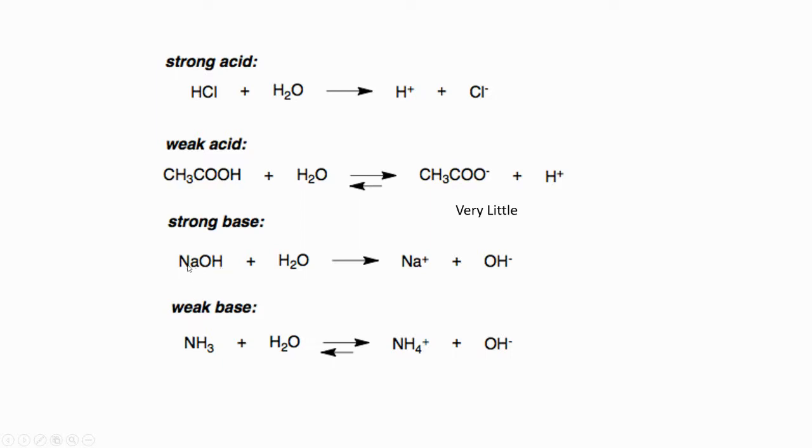Similarly, with a strong base, NaOH added to water, going to Na+ and OH-. Again, strong bases, one-way arrow, 100%. We're going to have this Na+, the spectator, floating around, and the OH- is what makes it a base. With a weak base, again, it's going to be in equilibrium with the reactants. We're going to be making very little of these guys, and it's going to be mostly in our reactants. So strong acids and bases go 100%. Weak acids and bases ionize very little.